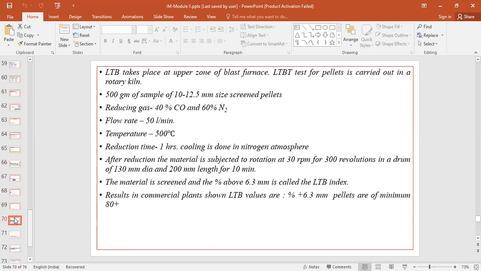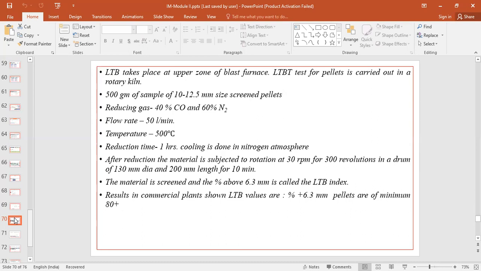So LTB takes place at the upper zone of the blast furnace. This is basically carried out in a rotary kiln. In this test, we take a 500 gram sample of green pellets of 10 to 12.5 mm size, and we subject it to a reducing gas of around 40% CO and 60% N2, at a flow rate of 50 liters per minute. We maintain a temperature of around 500 degrees centigrade for 1 hour, and then we cool it in the nitrogen environment.